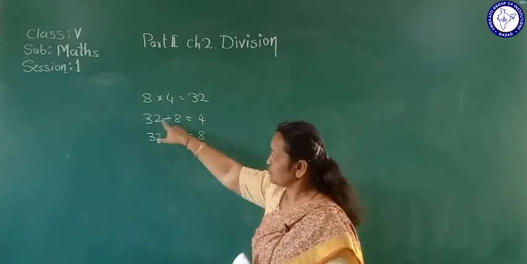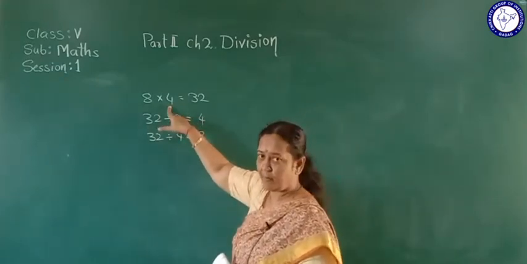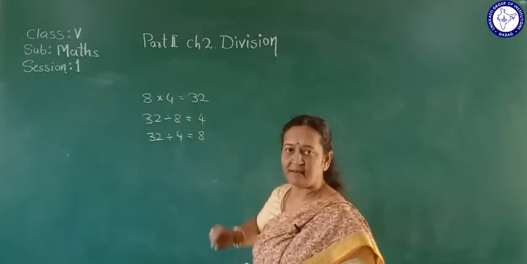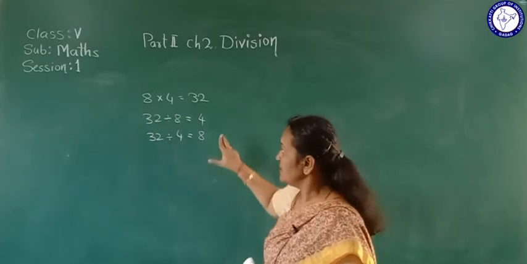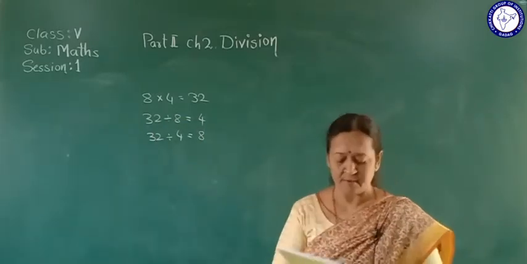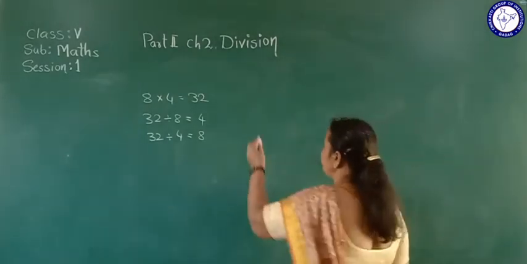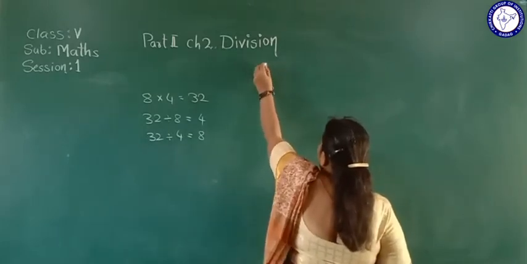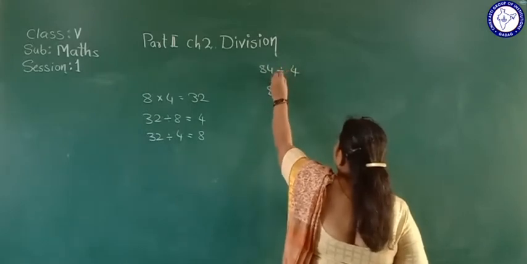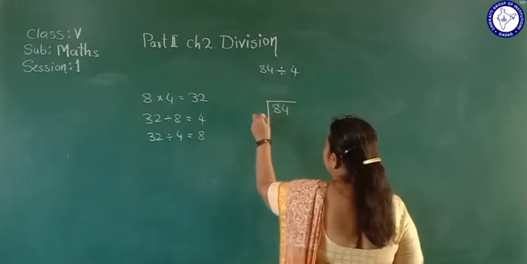So here 32, when you divide by 8, the answer you will get is the other number 4. Then 32, if you divide by 4, the other number you will get is 8. This understood? Here the division is nothing but a reverse process of multiplication. So here let me divide still one sum. 84 divided by 4.